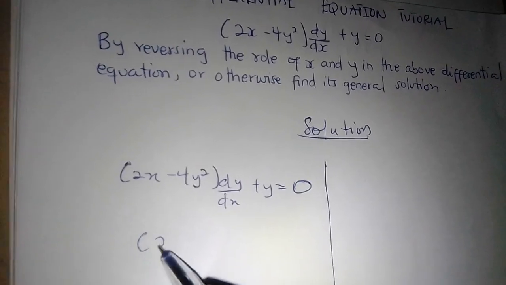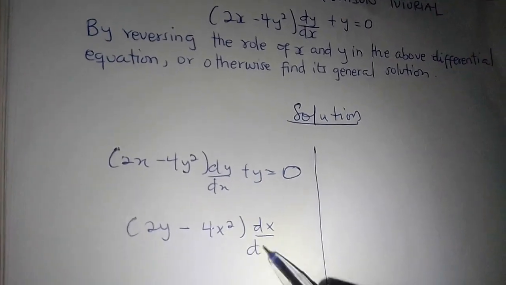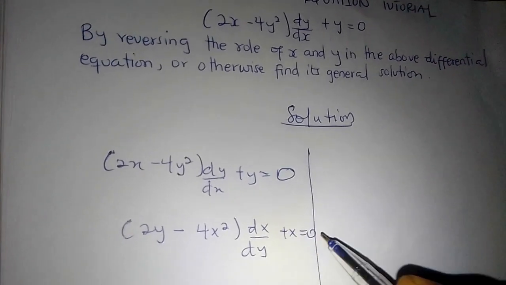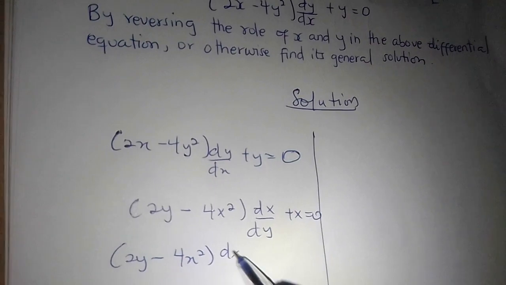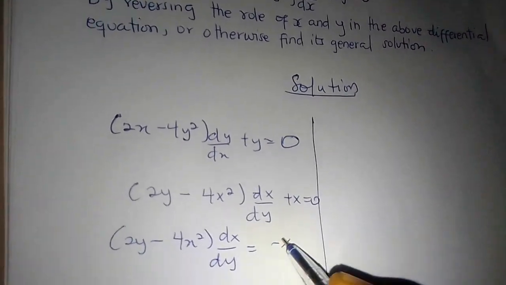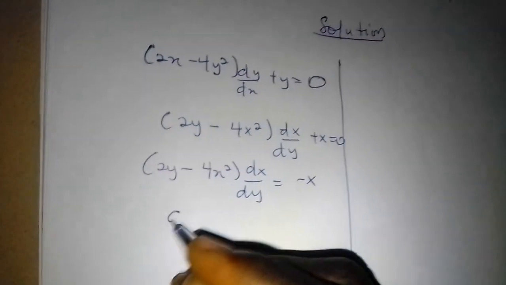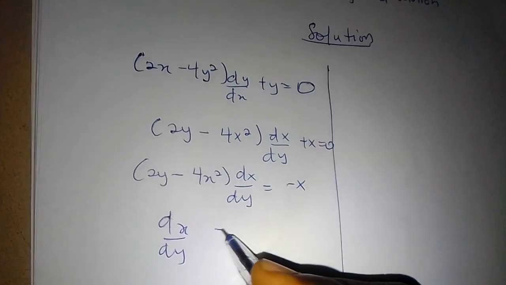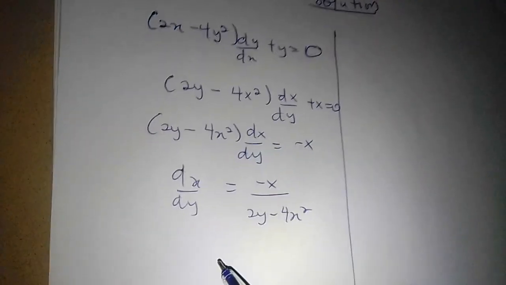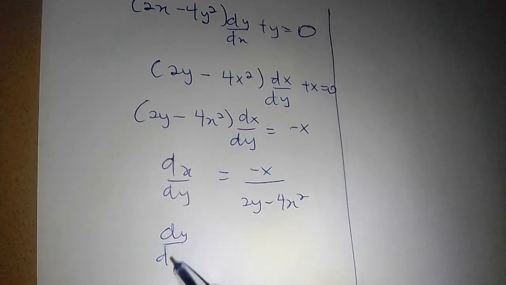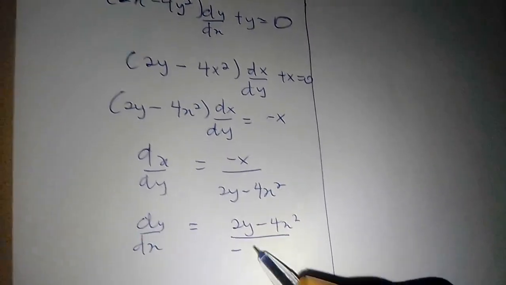So I'm going to have (2y minus 4x squared) dx over dy, take note, plus x is equal to 0. I'll have (2y minus 4x squared) dx over dy is equal to negative x, like this. So dx over dy is equal to negative x over (2y minus 4x squared). And at this point, I'll make it dy over dx. Here it will turn around and it's going to be (2y minus 4x squared) all over negative x.